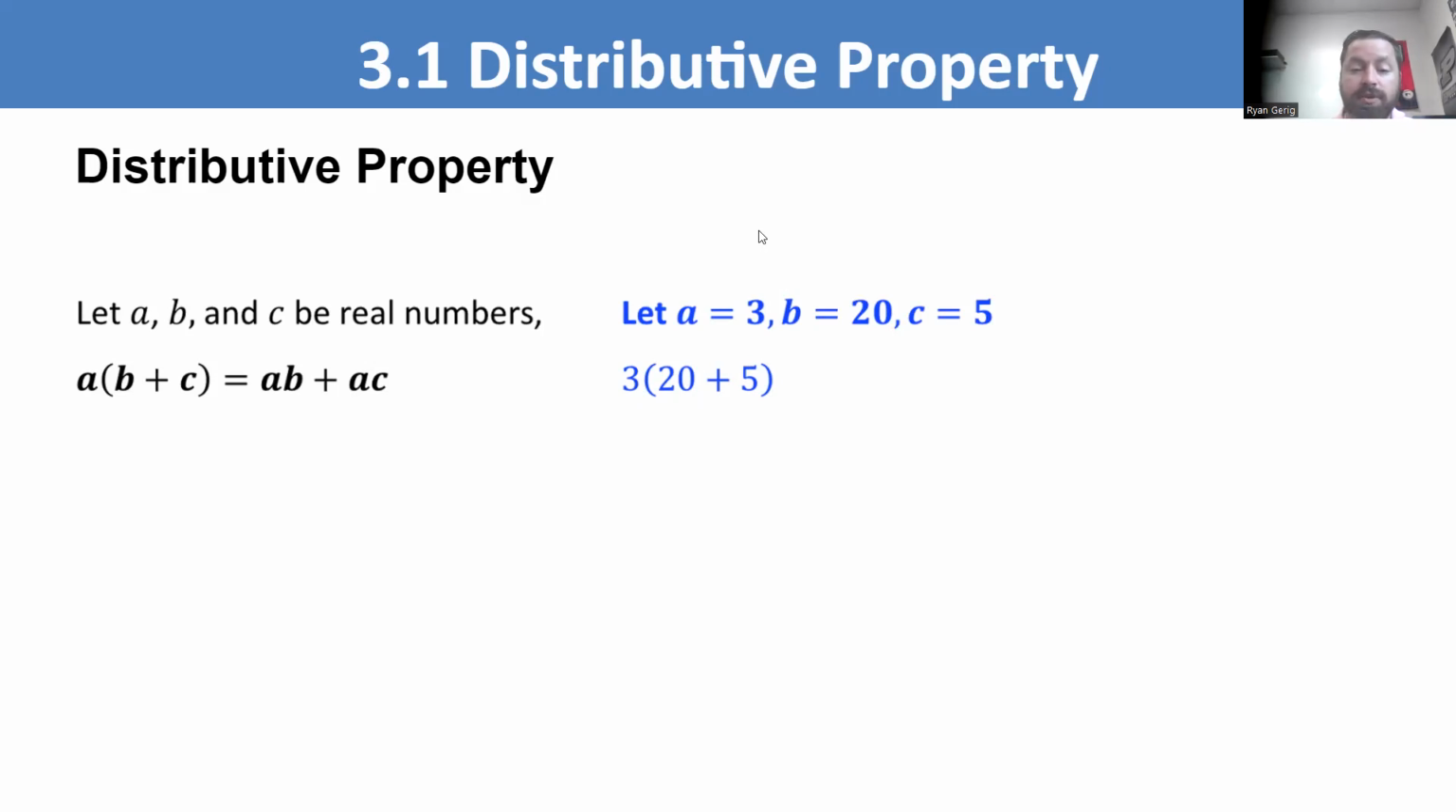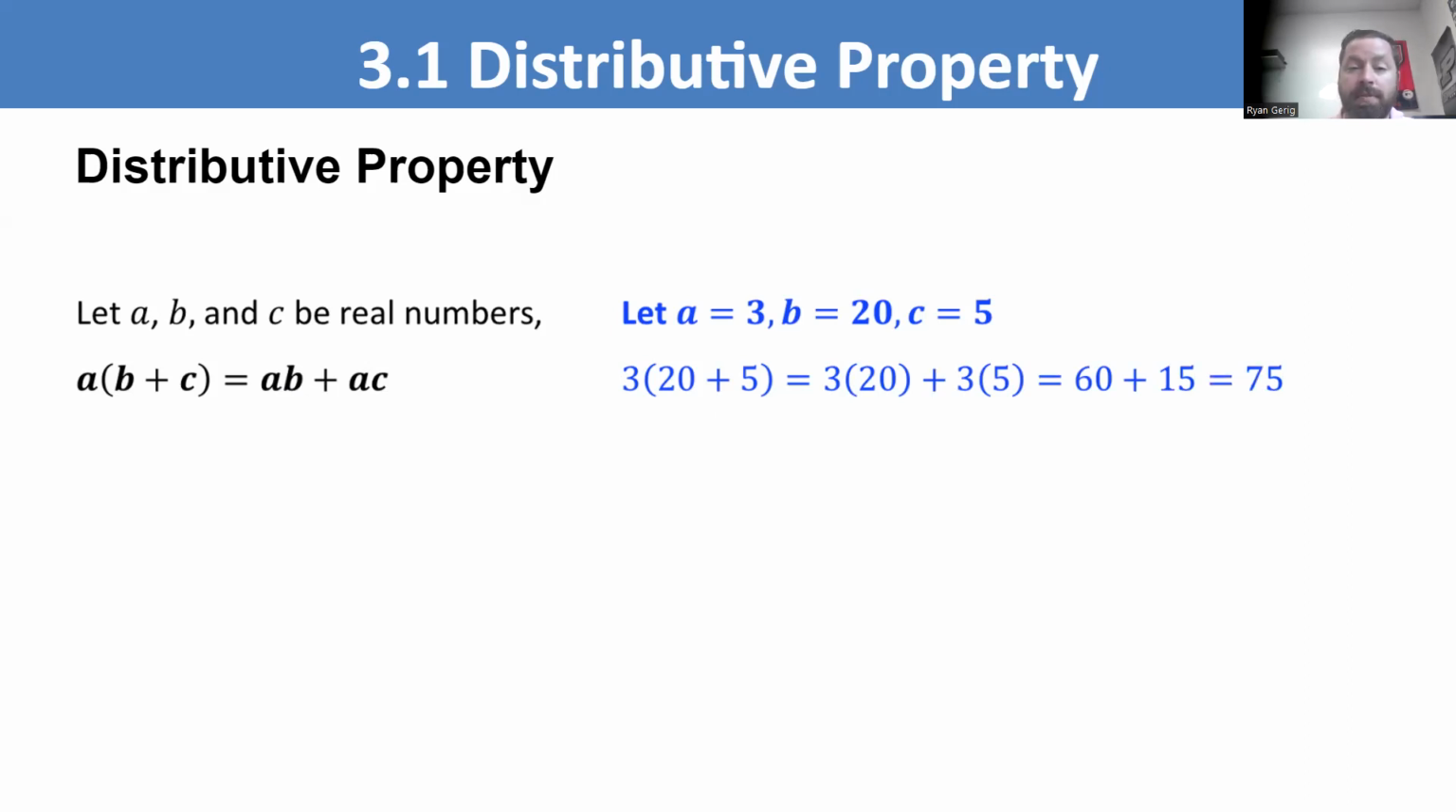Well, is that equal to the right side of this equation? So let's look and see. This is saying A times B, 3 times 20, plus 3 times 5. Well, what's 3 times 20? That's 60. 3 times 5, that's 15. 60 plus 15, just like we said at the beginning, is 75.